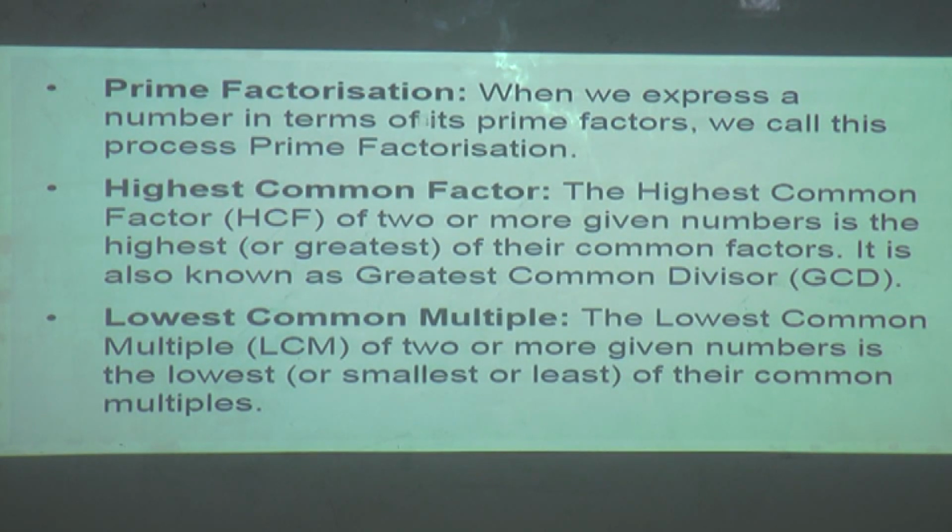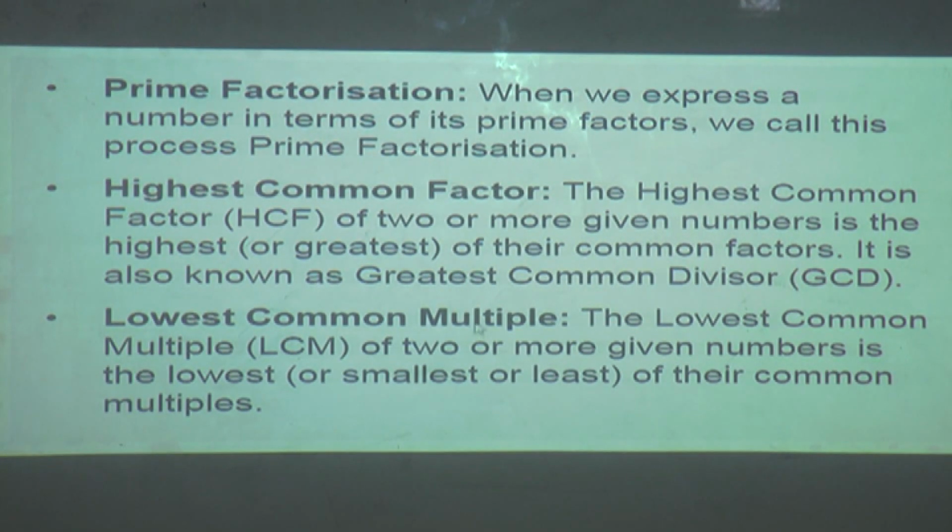Prime factorization. When we express a number in terms of its prime factors, we call this process prime factorization. Highest common factor. The highest common factor, HCF, of 2 or more given numbers is the highest or greatest of their common factors. It is also known as GCD, greatest common divisor.